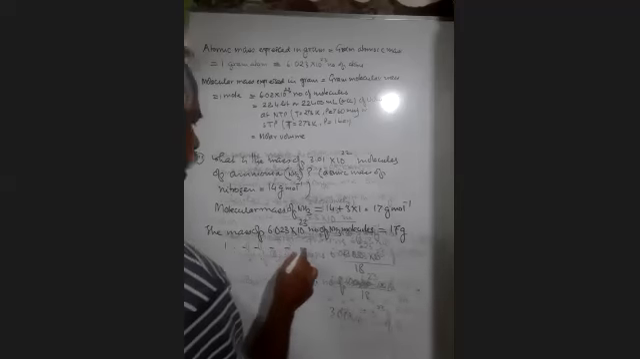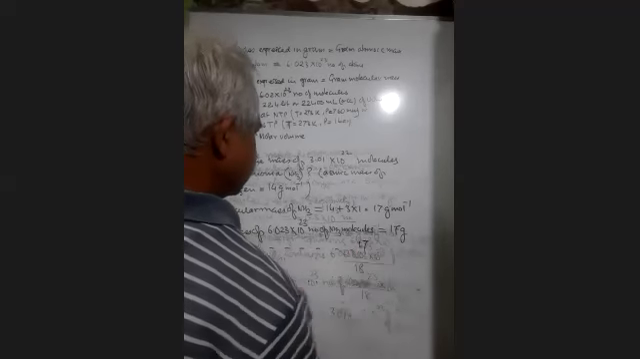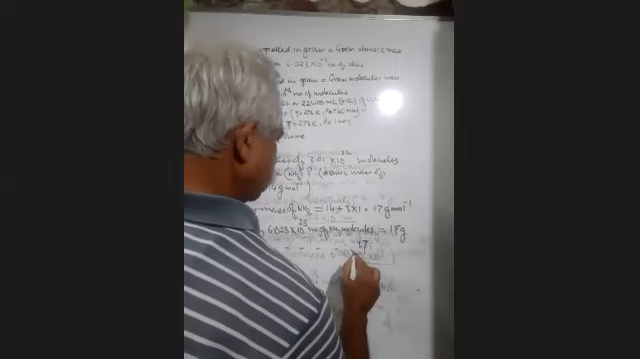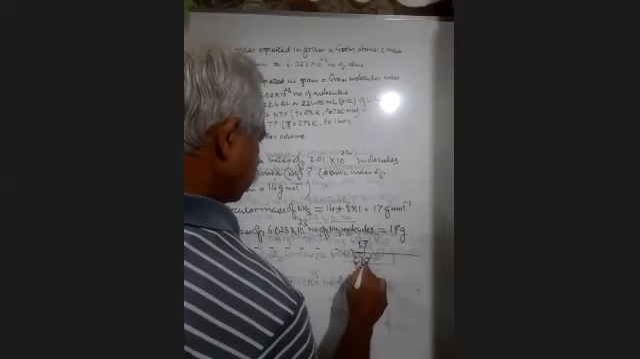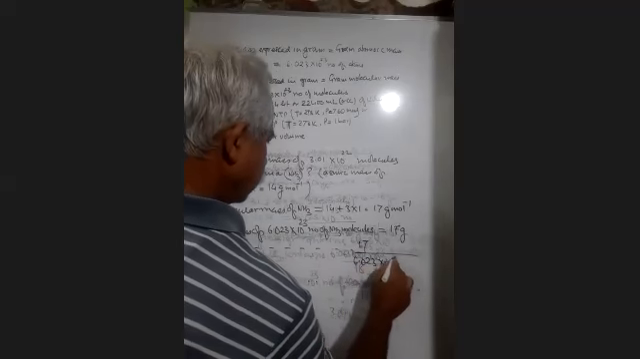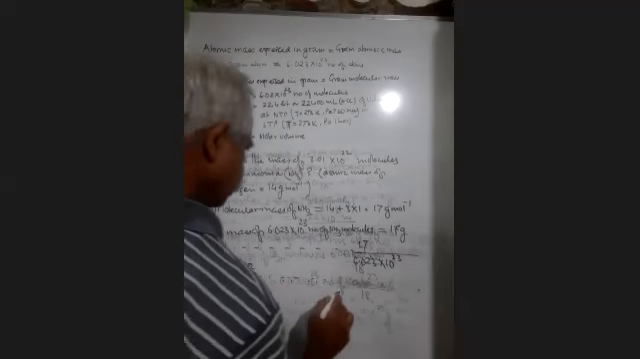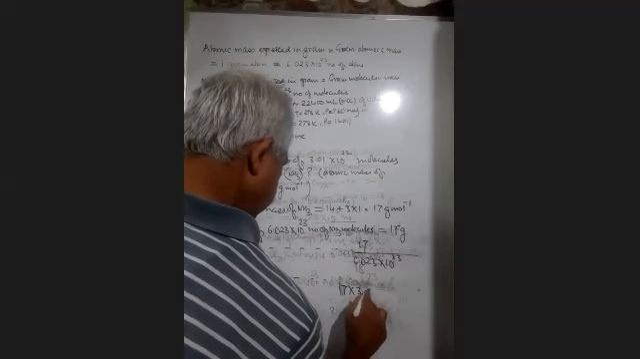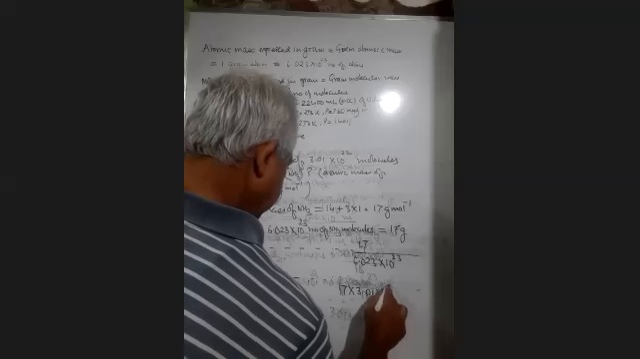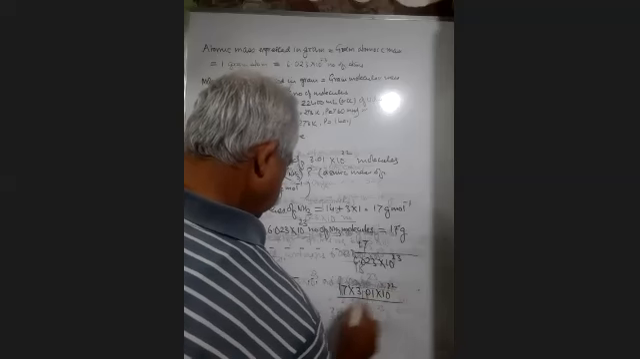See here. That is what will how much? 17 divided by, this will go down, 6.023 into 10 to the power 23. Then 3.01 into 10 to the power 22 will be how much? It will be 17 into 3.01 divided by 10 to the power 22. Okay?